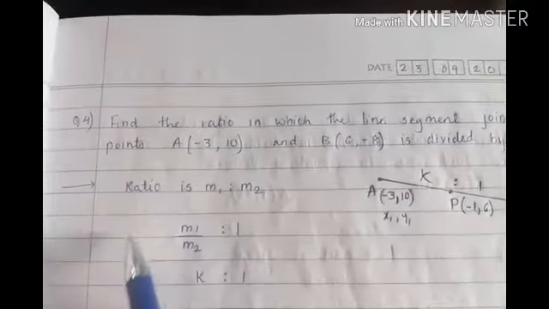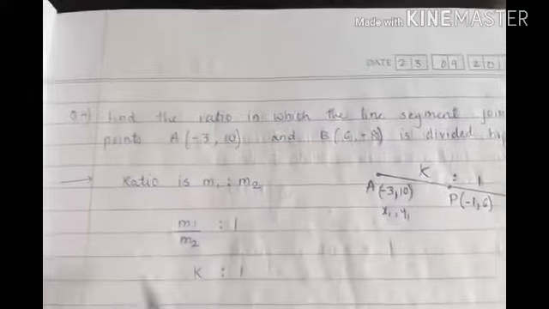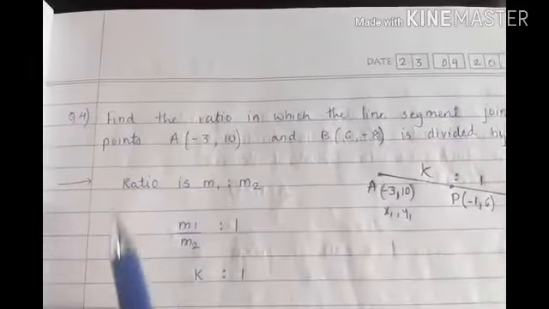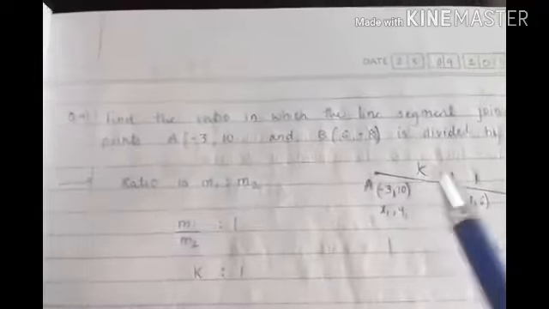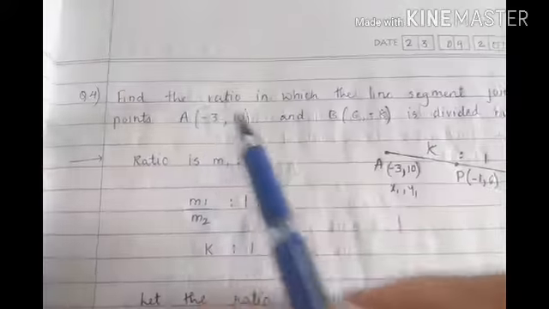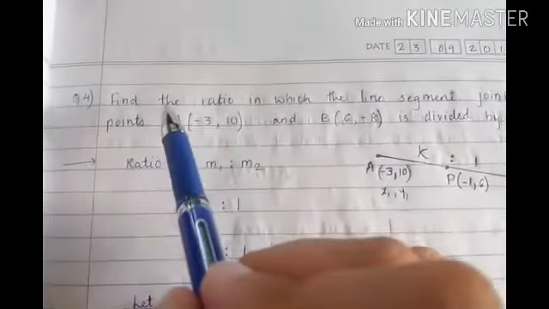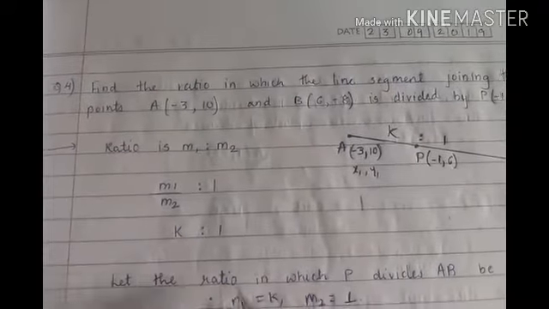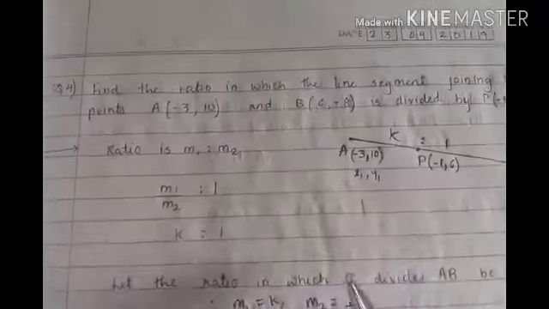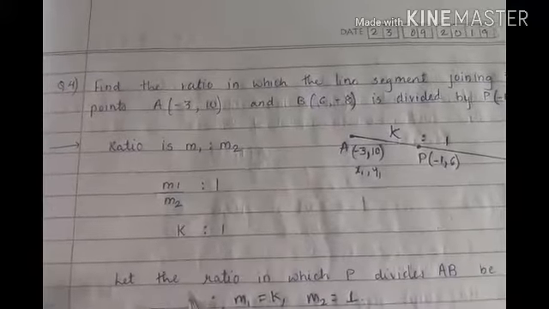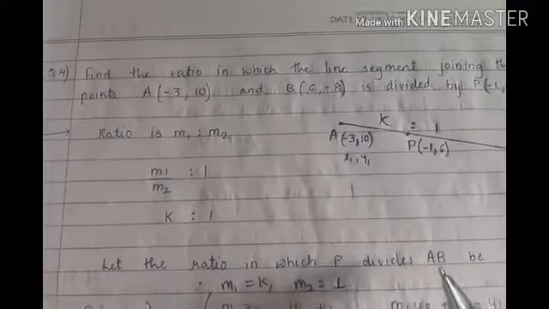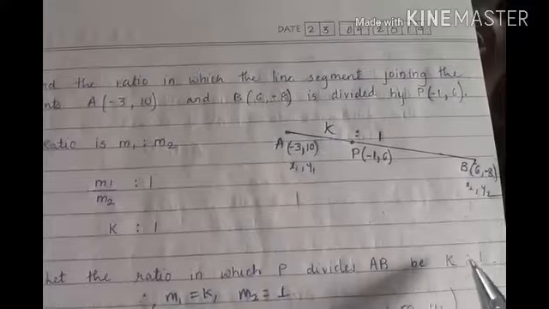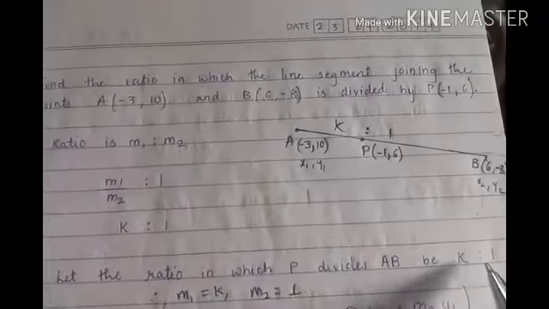You need not show all these things in your answer sheet. In your exam you need not write all this. So what should be your first statement when you are asked to find the ratio? Very important. Your first statement should be: let the ratio in which the given point divides the segment be so-and-so. So here it is given as P. So let the ratio in which P divides AB be K is to 1. This should be your first statement.